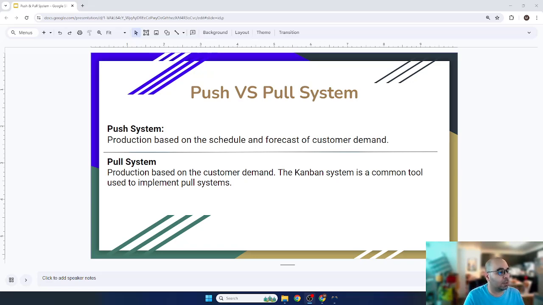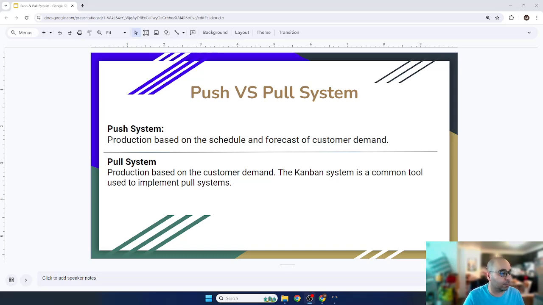The push system is production based on schedule and forecast of the customer demand. So the operation schedules when they are supposed to run the job, and they forecast what the customer demand is. So they actually produce parts based on the forecast, how many parts the customer is expected to order.